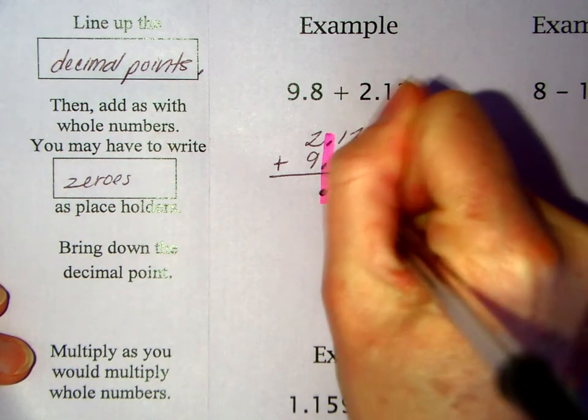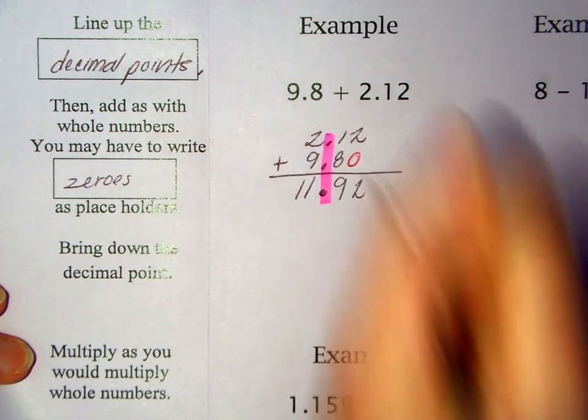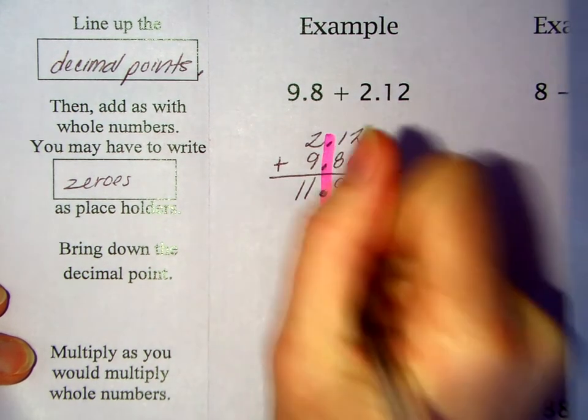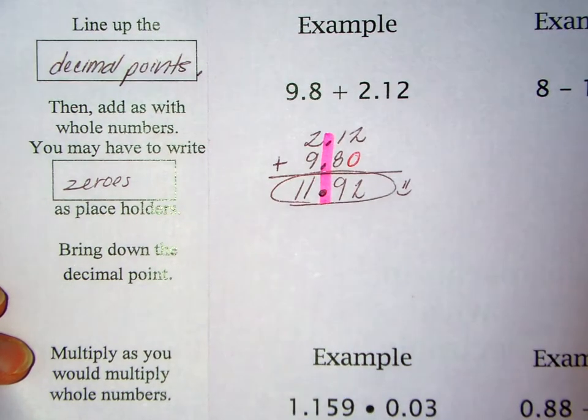2 and 0 is 2. 1 and 8 is 9. 2 and 9 is 11. All set.